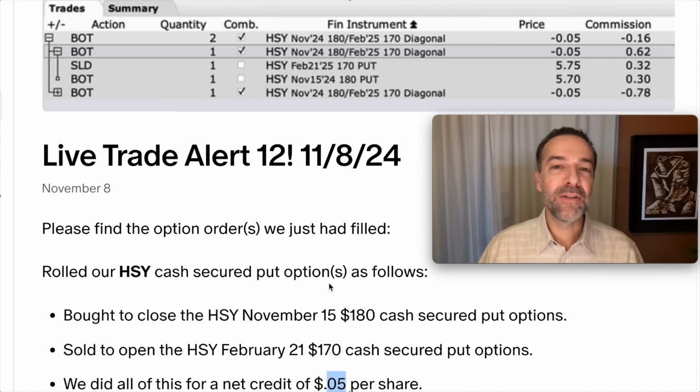Because I was able to walk away with my new friend, the nickel, put it into my pocket, and get it down to 170 per share, I went out to February. It just so happened that was the best return as far as the next several expiration days for Hershey.